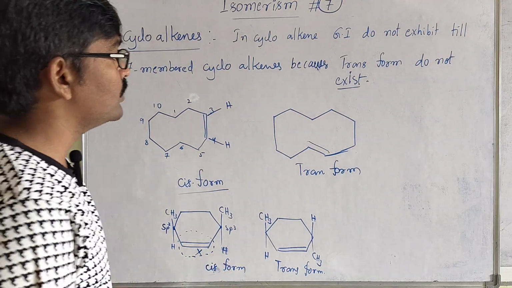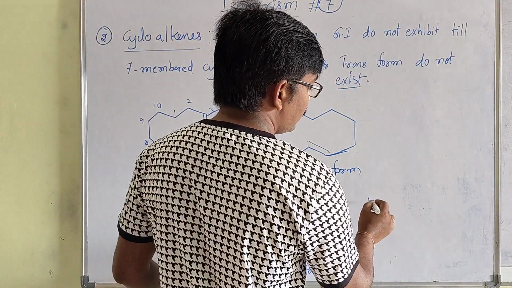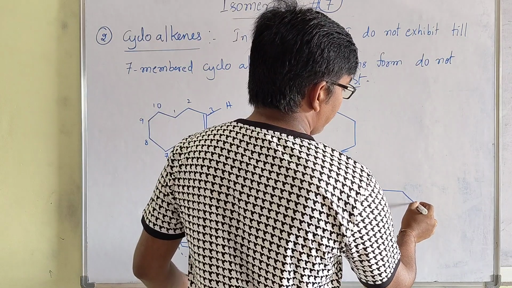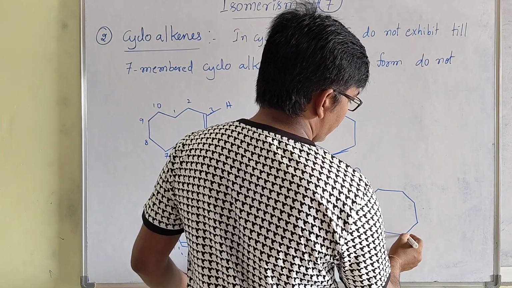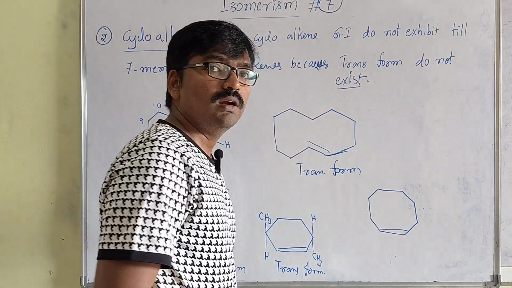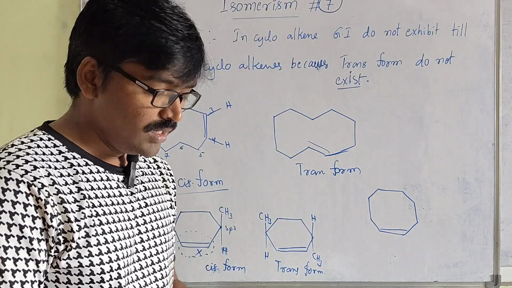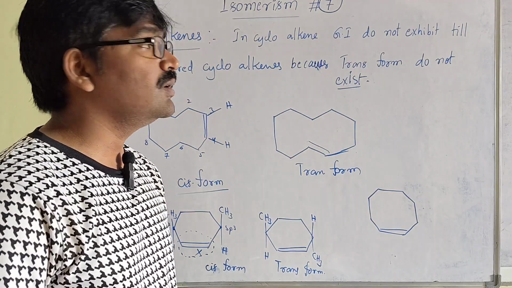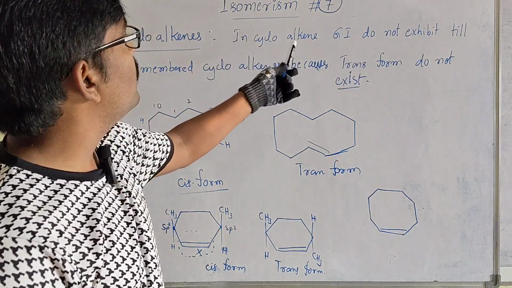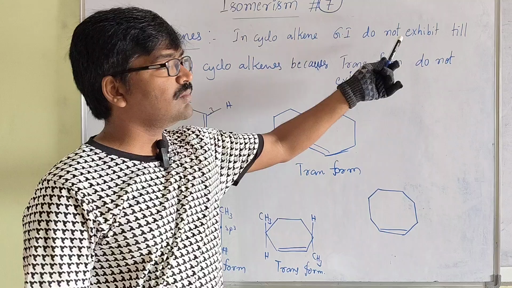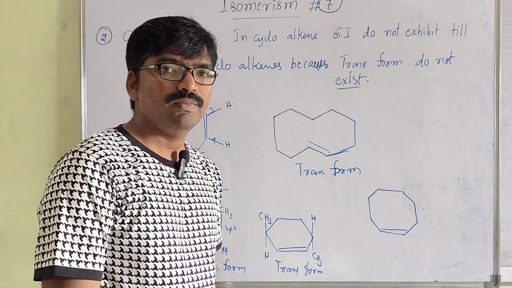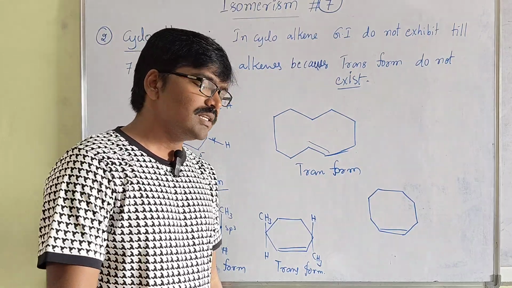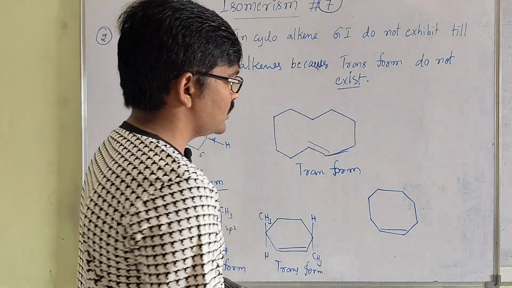Then, sir, one more compound. In case if you take an 8-membered ring like this, with a double bond in the 8-membered ring. If there is a double bond, cis-trans geometrical isomerism is possible. Why? Sir, in the cycloalkenes, geometrical isomerism does not exhibit till 7-membered cycloalkene. After that, it can exhibit. Yes.